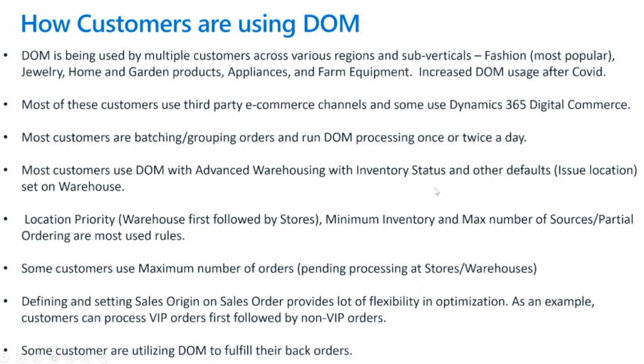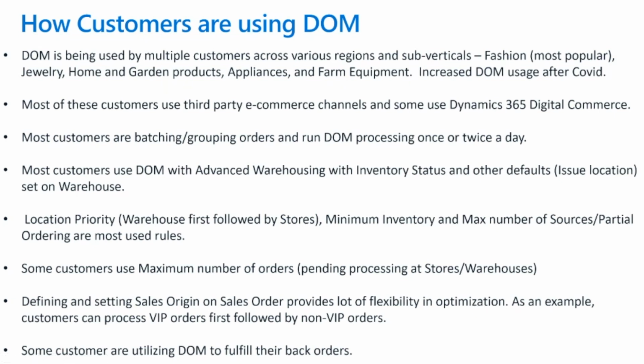Now, coming back to the rules, we have 7 different rules, but out of those, we see location priority, minimum inventory, and the partial ordering rules as the most used rules by our customers. Okay. In some cases, we do see maximum number of orders also being used by customers. This maximum number of orders is basically used by businesses in the holiday season. Okay. As I mentioned, the sales order origin provides a lot of flexibility.